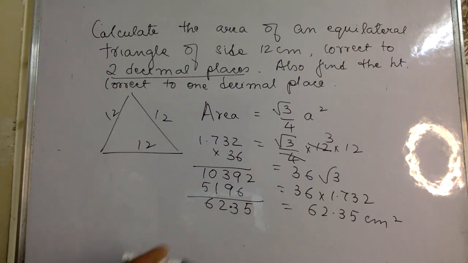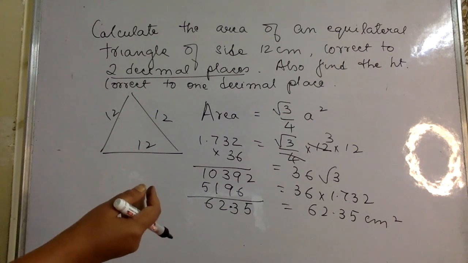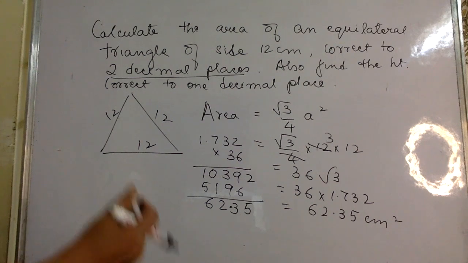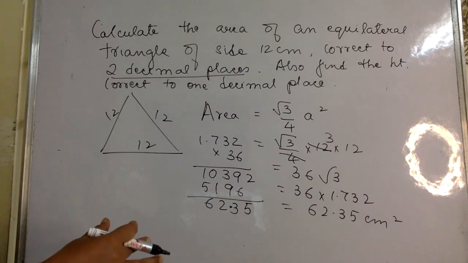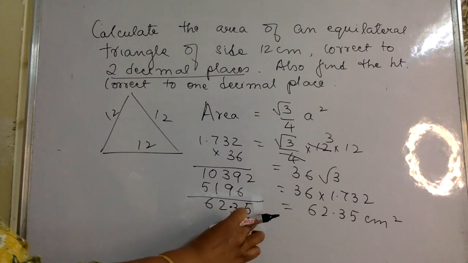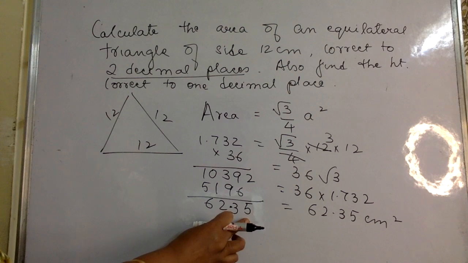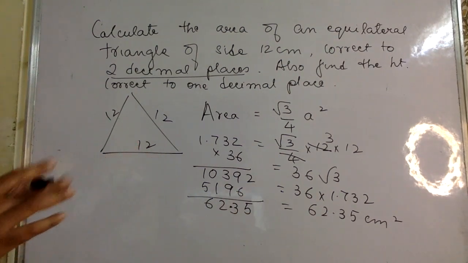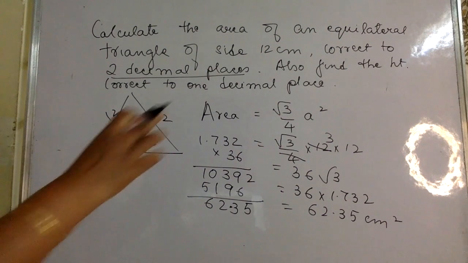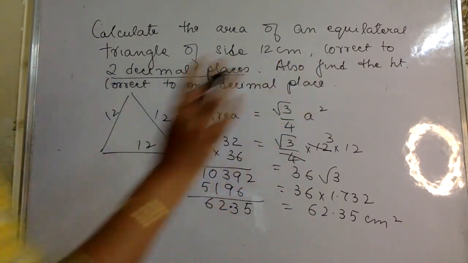So correcting to the 2nd decimal place means you find till the 3rd decimal place and see whether you can round off. If the 3rd decimal place is more than 5, add 1 here. If the 3rd decimal place is less than 5, you simply delete it and write it like in this sum. Now let us also find the height correct to 1 decimal place.